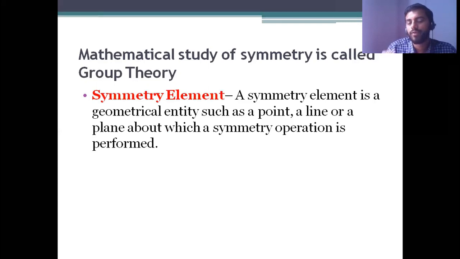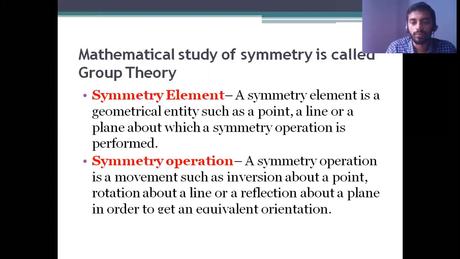It is called group theory, and we have to take two important aspects: one is the symmetry element, and the other is the symmetry operation. What is the symmetry element, and what is the symmetry operation? A symmetry element is a geometrical entity, such as a point, a line, or a plane about which a symmetry operation is performed. The two are interrelated actually. A symmetry operation is a movement such as inversion about a point. We take a point here, we invert, this side becomes this side, this side becomes this side. That is called inversion.